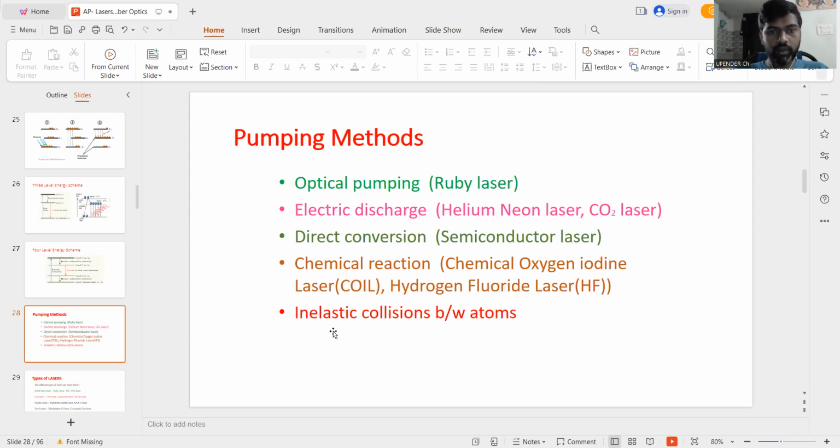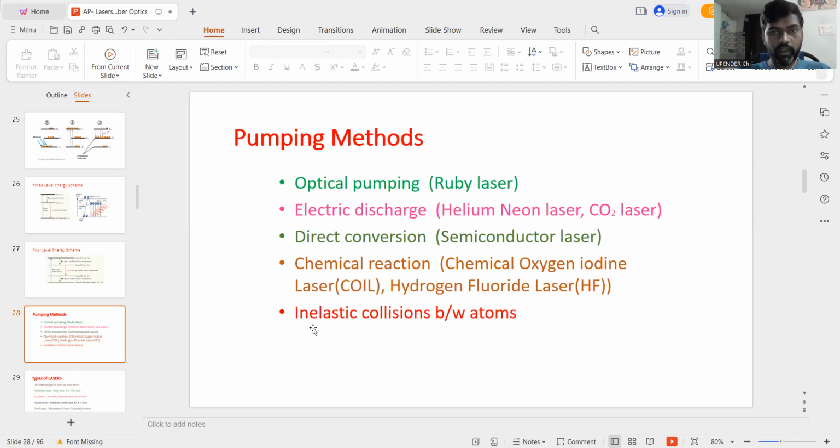Next one is inelastic collision between atoms. What is happening here? The collision takes place between the atoms. Because of that, one atom transfers its whole energy to the other atom, so that this particular atom goes to the excited state. This is called inelastic collision between the atoms. In this process, only momentum will be conserved; energy will not be conserved.